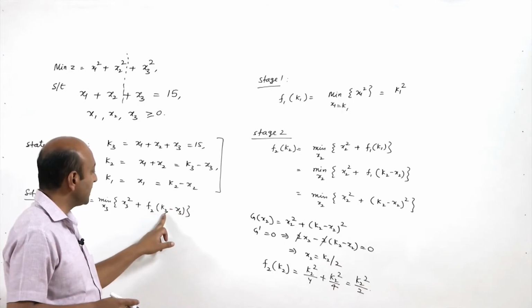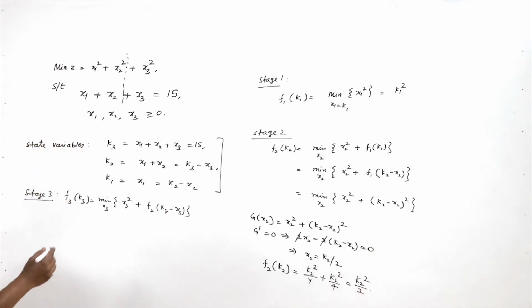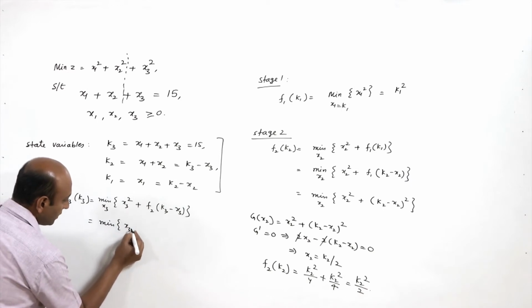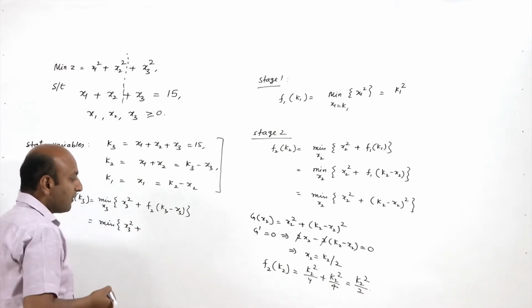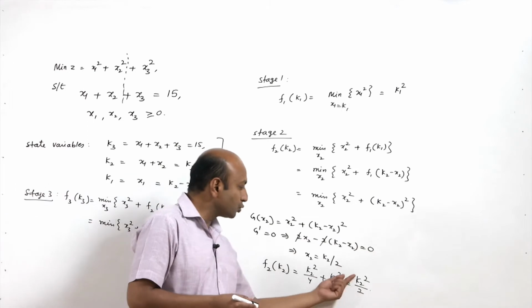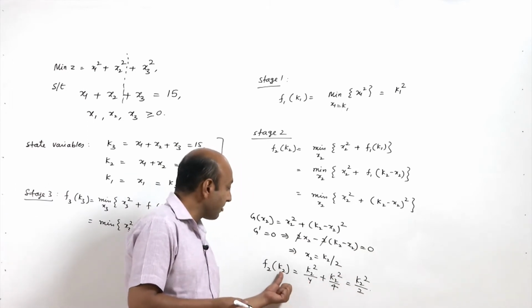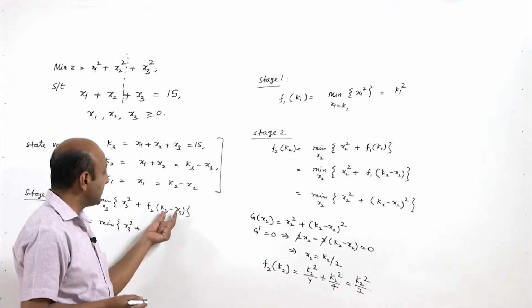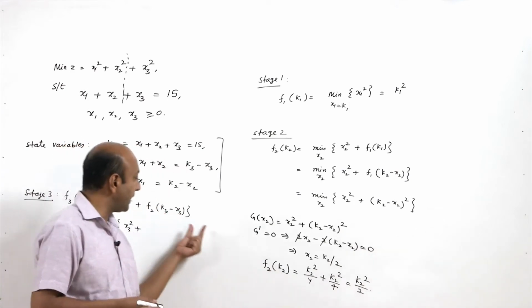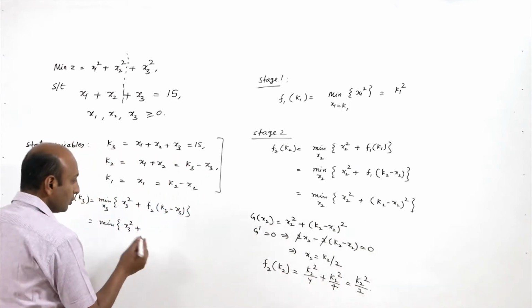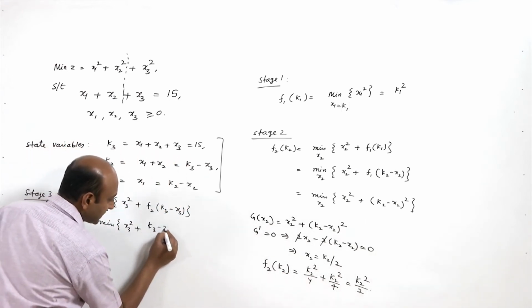So f2 of k3 minus x3, and this further equals the minimum of x3 square plus, now f2 k2 is k2 square by 2. So for f2 of k3 minus x3, you simply replace k2 by k3 minus x3. So this will be equal to k3 minus x3 whole square by 2.